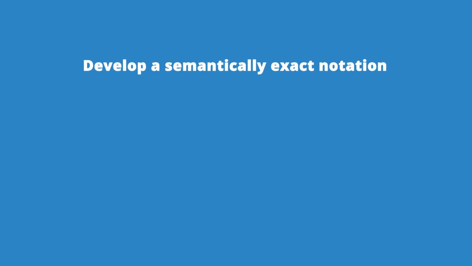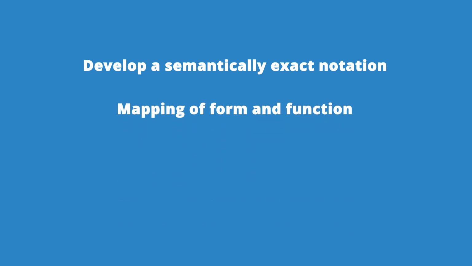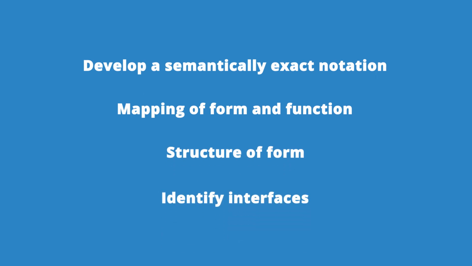So in summary, we've learned a lot about the architecture of systems. We've developed a semantically exact notation to show functional architecture, the mapping of form and function, and the structure of form. We've found a way to identify interfaces to accompanying systems, and all of this is in one diagram. So we have a tool, a very useful tool, for developing architecture from form and function, communicating architectures, reasoning about emergence, creating and comparing architectures, and quantifying interfaces to our system.